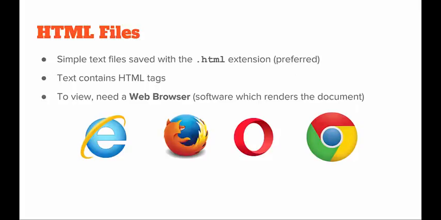HTML files normally have a .html extension. Sometimes, though, you will see a .htm extension, especially on Windows. These are simple text files. They can be edited, for example, in something like Windows Notepad. They contain HTML tags, which are then interpreted by a web browser and translated into the pictures, the text, the colors, the fonts that you see in something like Mozilla Firefox or Microsoft Edge or Google Chrome.